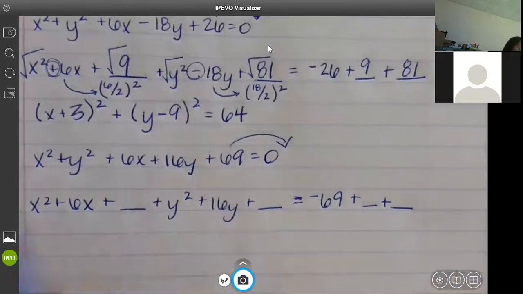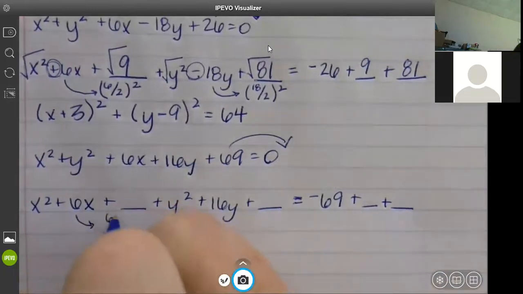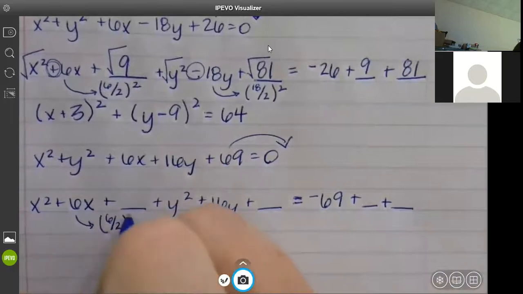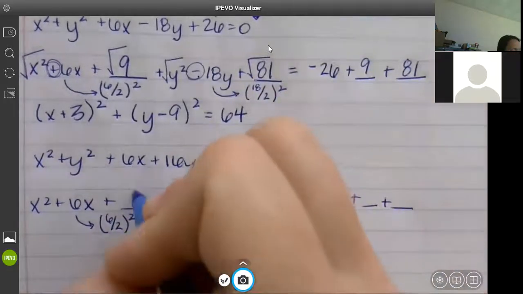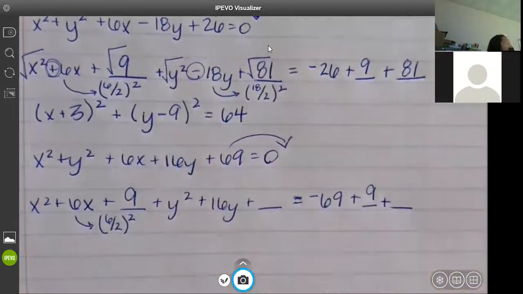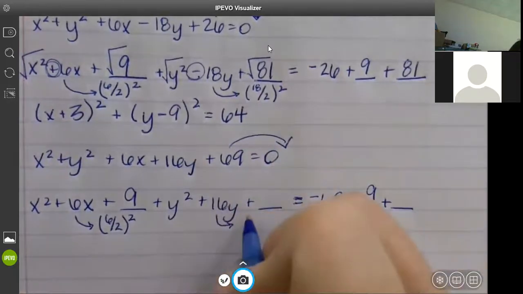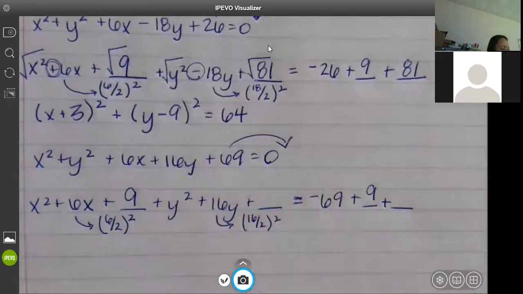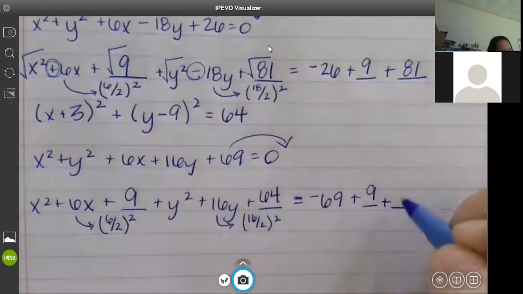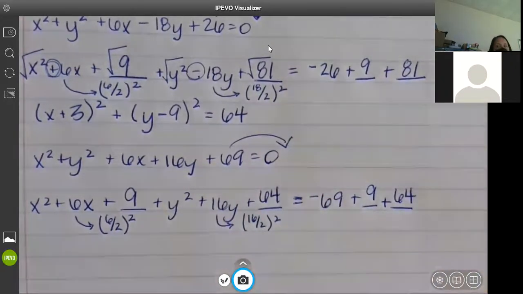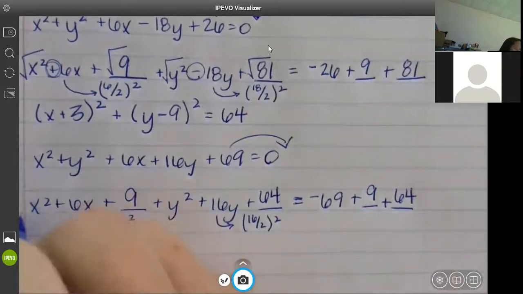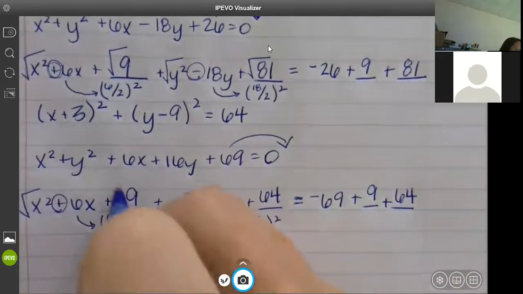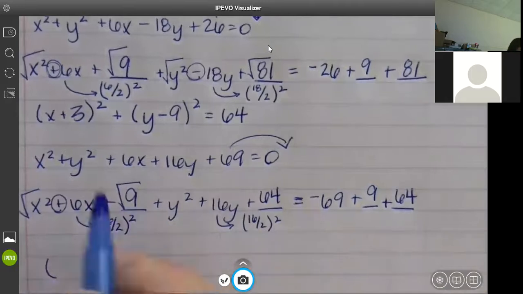Remember, to get this one, I take this middle number, divide it by 2, and square it. 6 divided by 2, squared, is 9. On the next one, I take 16, divide it by 2, and square it. What I do to one side, I do the other. Clean it up. What are your factors of 9 that add to 6? Or take the square root, the sign, and the square root. What do I get?